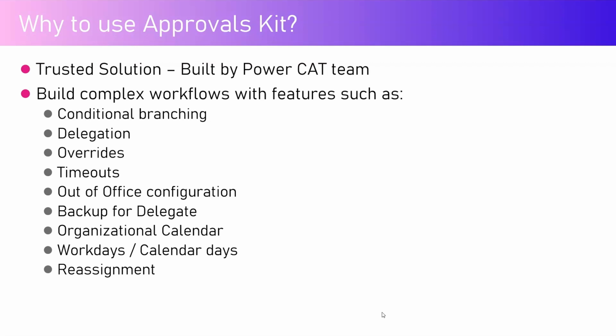You can add conditional branching. You can author your flow, so there is a nice authoring canvas. You can delegate the approval process. You can override the approval process. Timeouts can be considered while designing the approval flows. You can set up out of office configuration. So if you see in the April 2024 release, there is an out of office configuration feature which is now extended to Microsoft 365 apps as well. Now, we can even have a backup for delegates, organizational calendars, weekdays or calendar days, and then we can even reassign the flows.